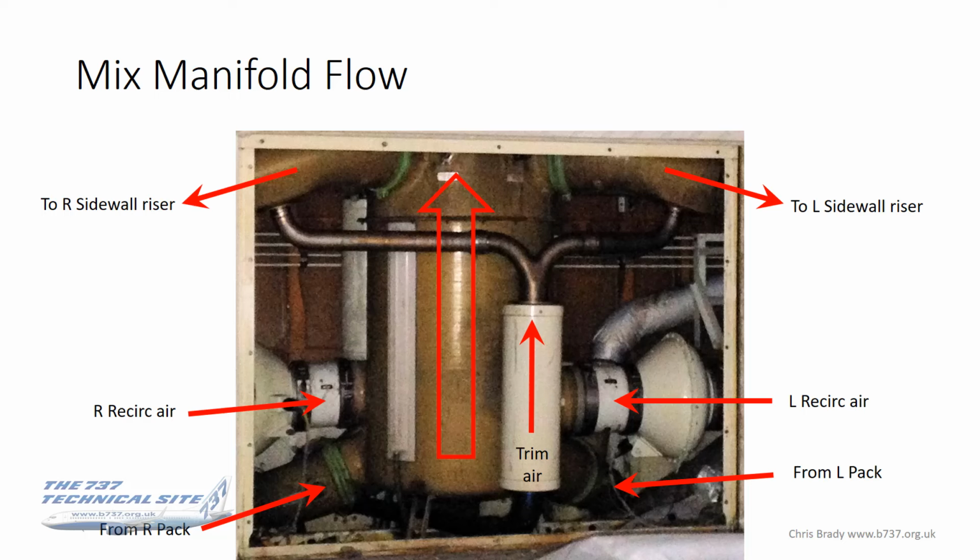So the flow of air throughout that distribution area is as follows. Starting from the bottom, you've got air coming in from the left and right hand packs. Air also coming in from the left and right recirc fans. I haven't drawn it, but if ground conditioned air was in use, that actually comes up straight from the bottom, and it's all mixed in this mixed manifold.